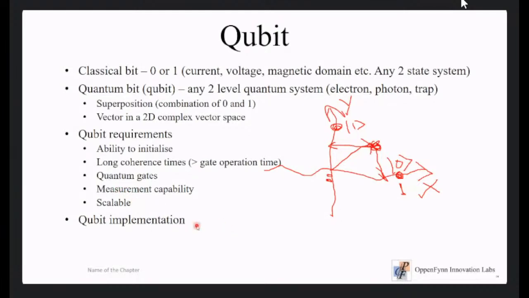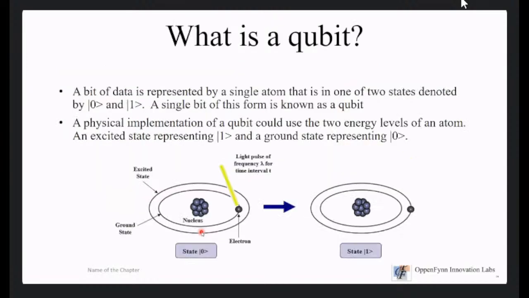Now, qubit implementations is something that I will go to probably tomorrow. But like I said, that is again, like the way you have various ways to represent a classical bit, there are various ways to represent a qubit, which I will go into tomorrow. So yeah, again, what is a qubit?